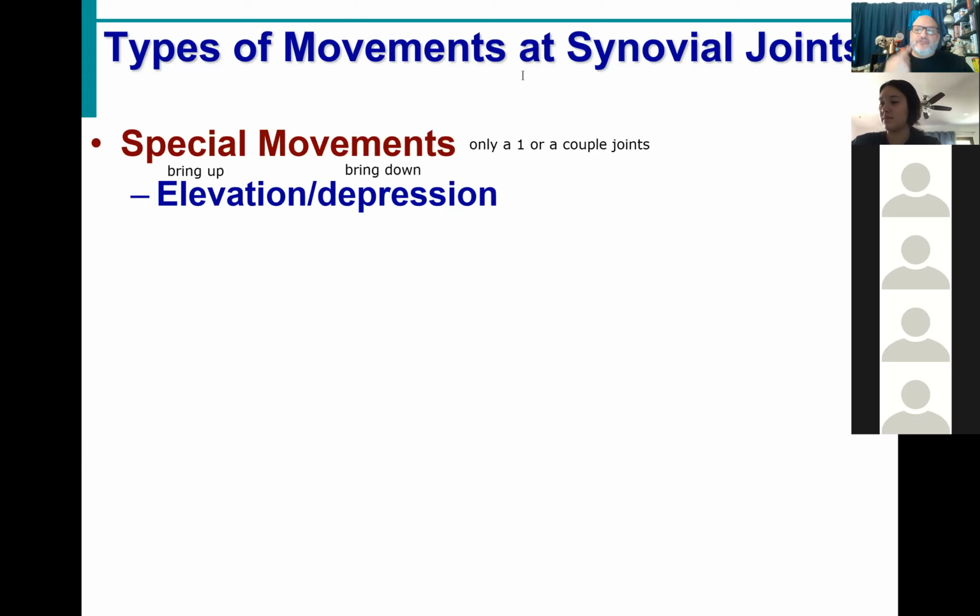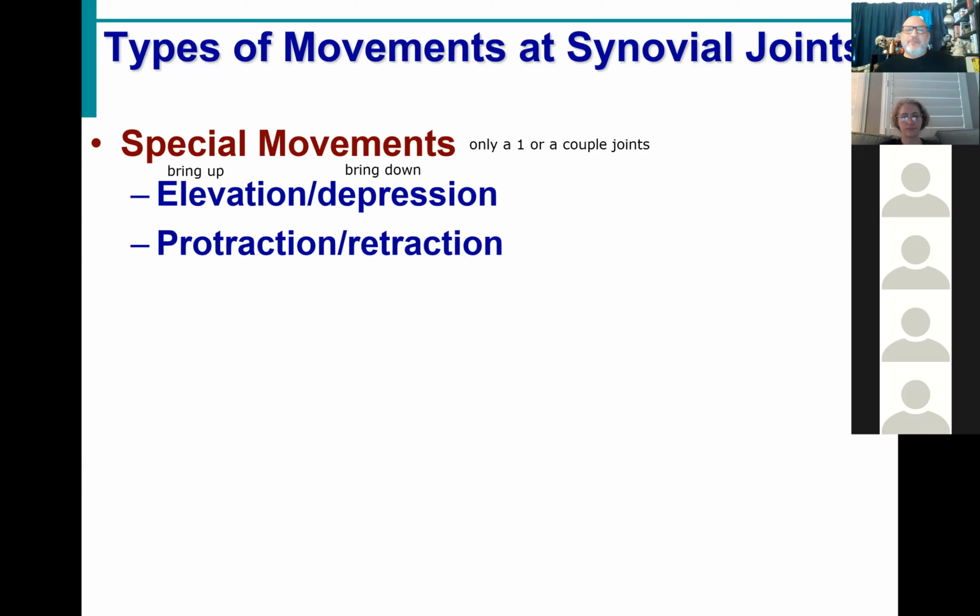Notice those two joints, your jaw and your shoulder, not only can they be elevated and depressed, but they can also be protracted and retracted. What does it mean to protract?